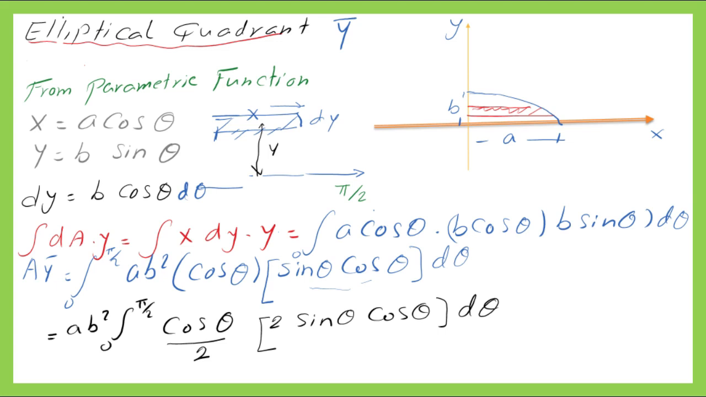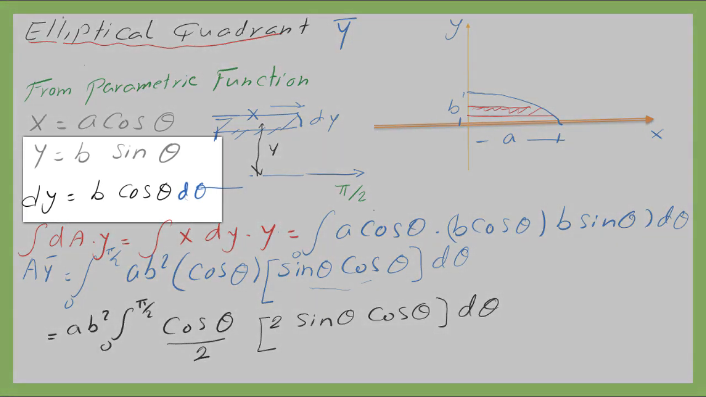We are going to integrate that strip from y equal to 0 to y equal to b. Our x, by using parametric equation, is a cosine theta, while the y will be b sin theta. Then we can get the value of dy by differentiating y with respect to theta, which will give us b cosine theta d theta.